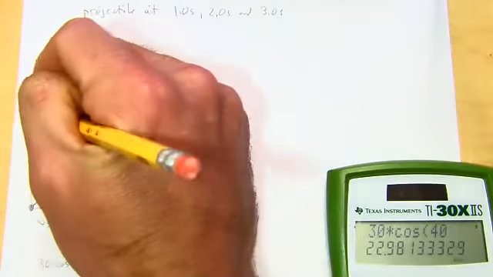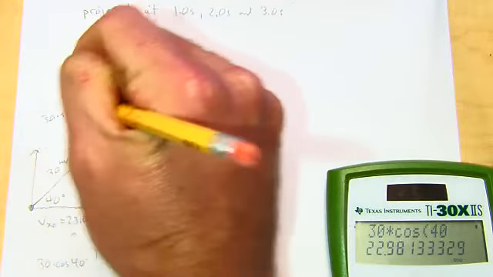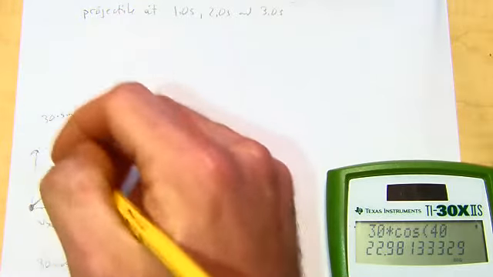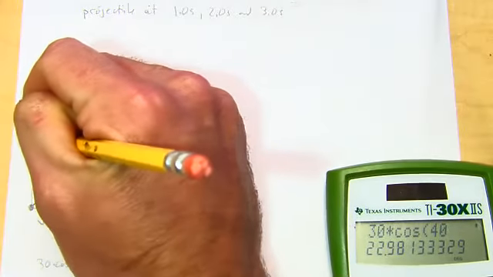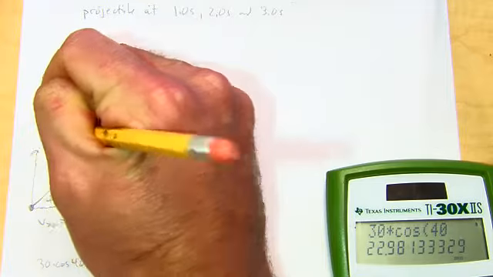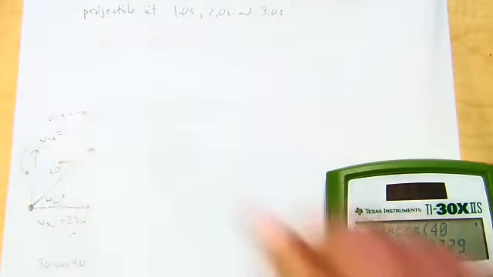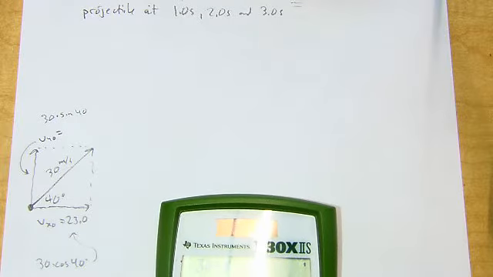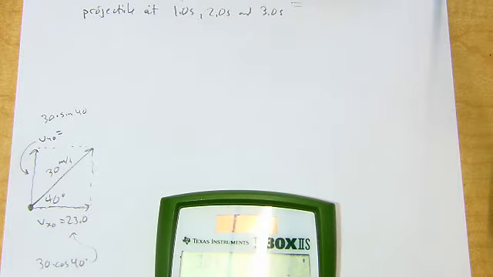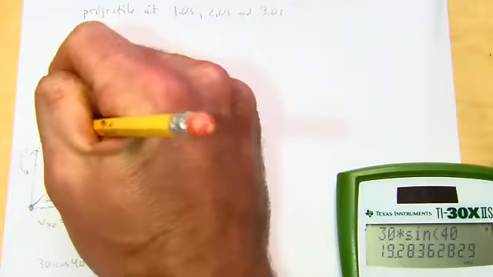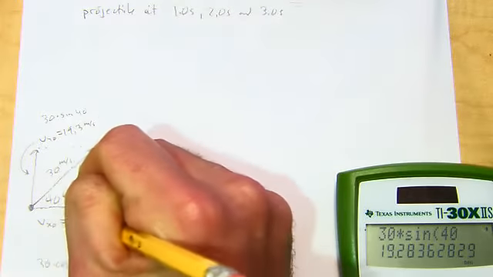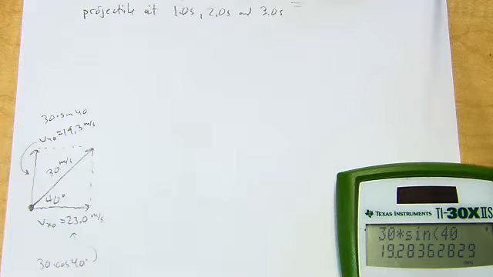And then this one's going to be 30 times the sine of 40. I should have left a little more room over here, but that's my VYO, which is actually over here. Let's see what that comes out to. 30 times sine 40 degrees, 19.3. These are meters per second. Okay, that's the same as we've done.